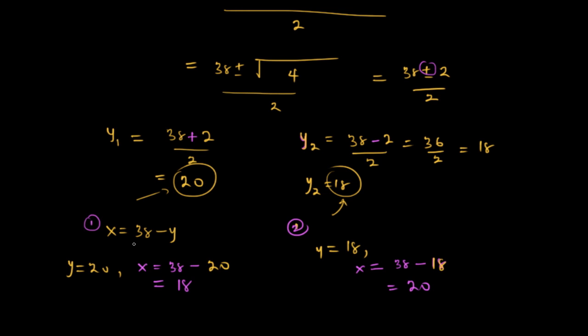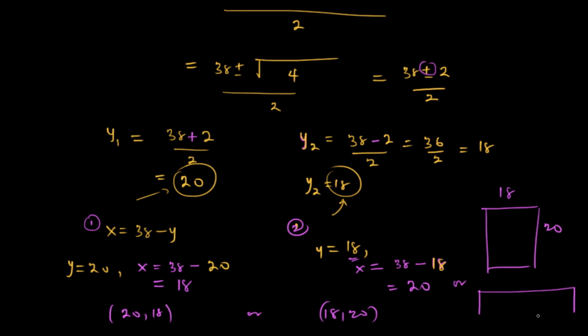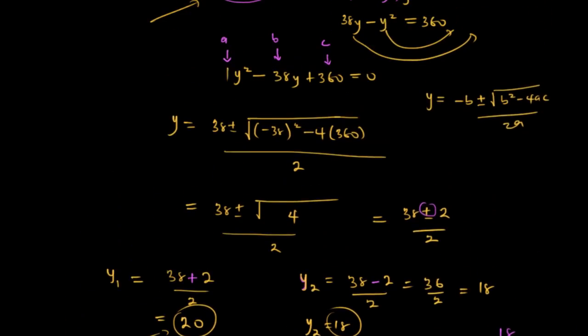So in other words, for either of them, the dimension we have is going to be 20 and 18, or 18 and 20. This is almost the same thing. It's as if you have something like this, where this is 18 and this is 20, or you have something like this, where this is 18 and this is 20. It's still the same rectangle anyway.